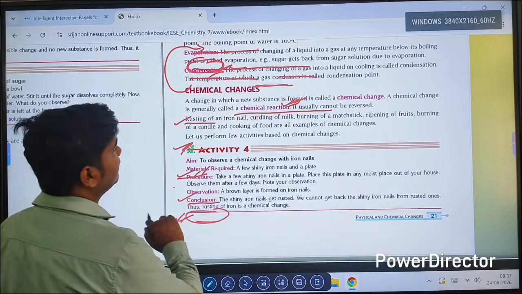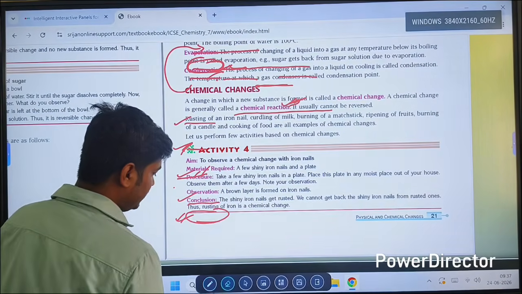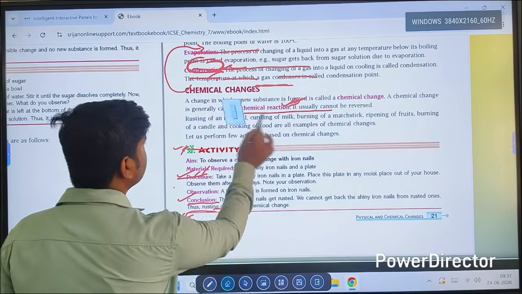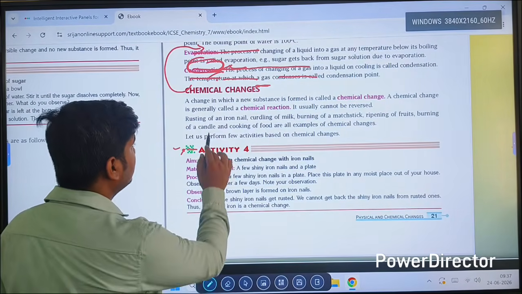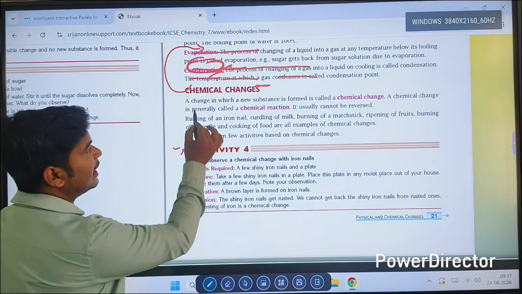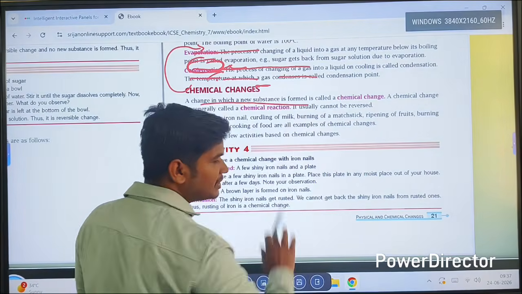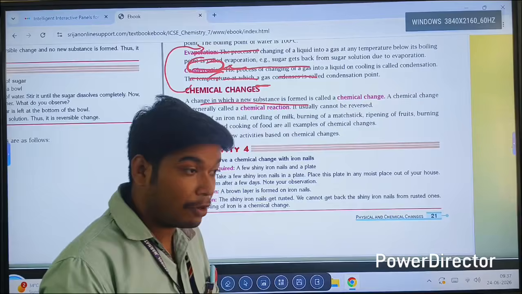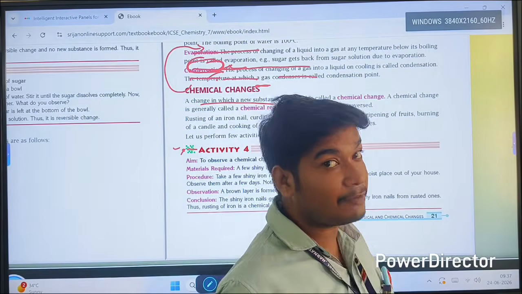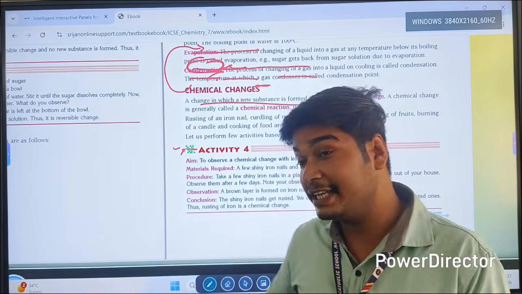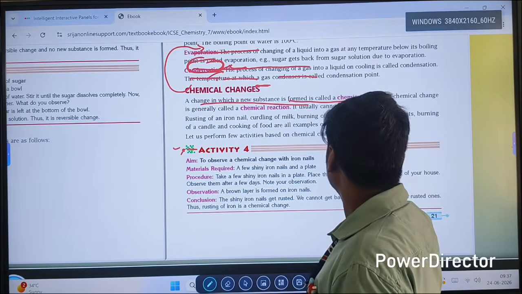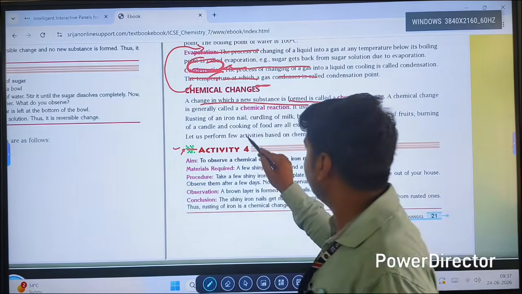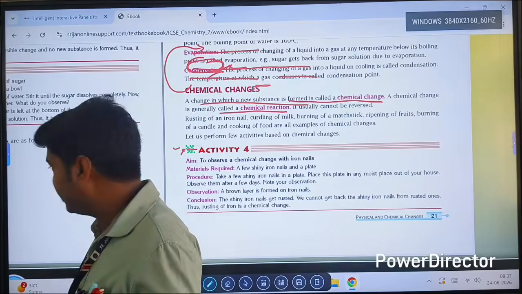According to definition, let me erase first. According to definition, what is given? A change in which a new substance is formed. A change in which no new substance is formed, that is physical change. But a change in which new substance is formed, that is chemical change. Okay? New substance is formed is called chemical change. Generally, it is known as chemical reaction.